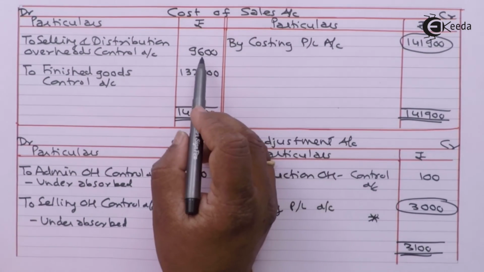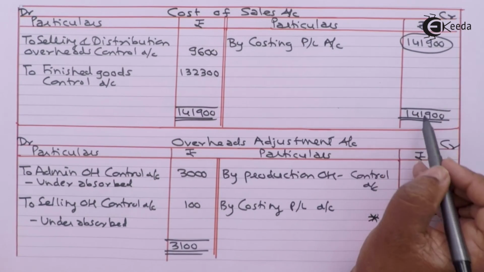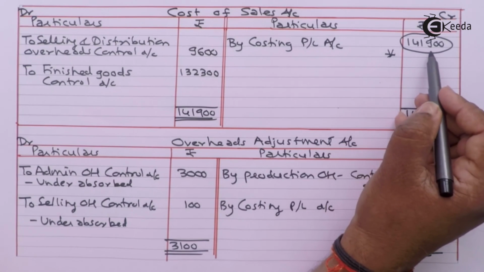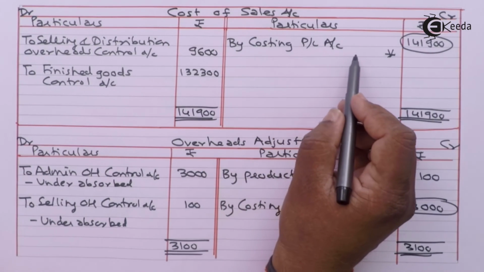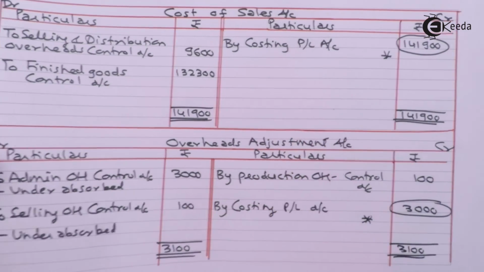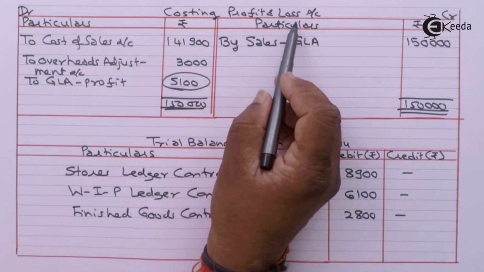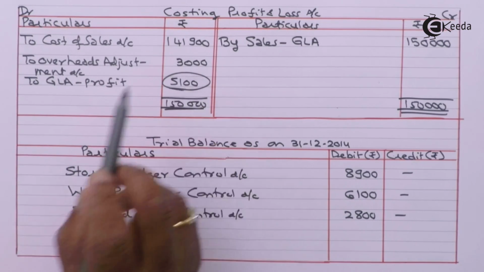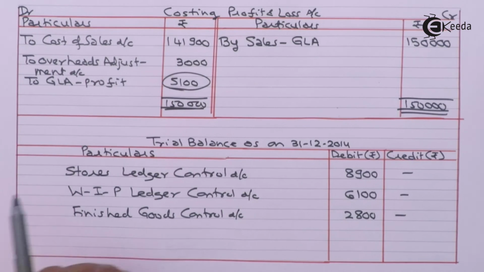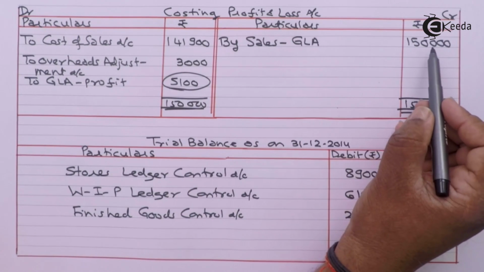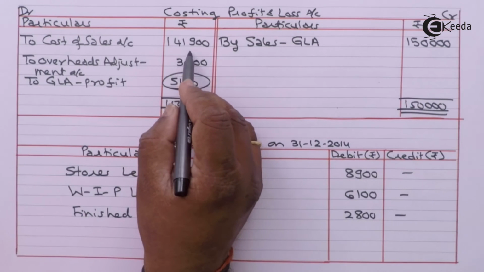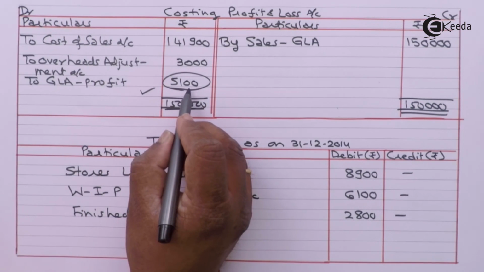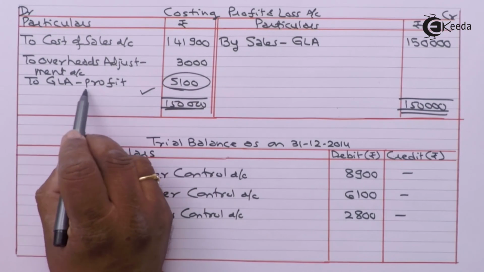Cost of sales, total of debit, total of credit. We are getting balancing figure on credit side 1,41,900. This will be transferred to costing P&L. Now in costing P&L we have transferred cost of sales as well as overhead adjustment account. We have closed costing P&L. Credit 1,50,000, debit figures if we are deducted, we are getting profit 5,100. This will be transferred to GLA.